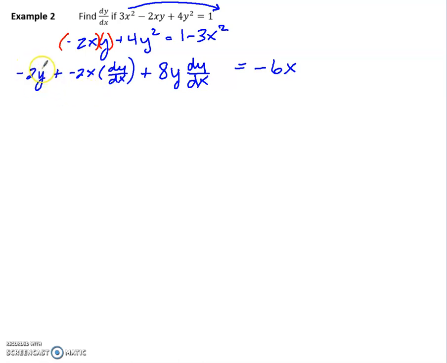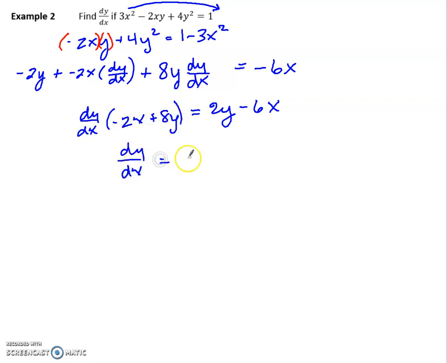Take any non-dy dx terms to the other side. So I'm actually going to put the 2y first and then minus 6x just for style. And then I'm going to factor out my dy dx from these terms here. Negative 2x plus 8y, and then I can divide.